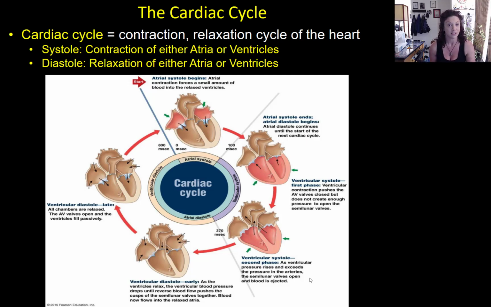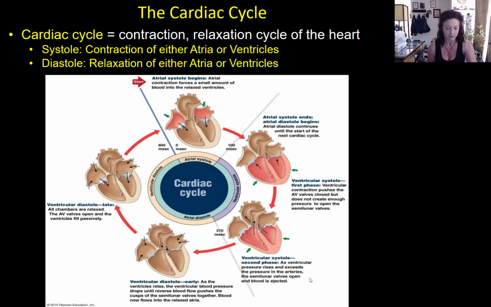The cardiac cycle itself is just a series of contraction and relaxation events inside the heart. Remember that systole and diastole are the two terms we use to refer to these two states in the heart. Systole is the act of contraction of the atria or the ventricles. Diastole is the act of relaxation of either the atria or the ventricles. And the chambers of the heart cycle through systole and diastole as the heart pumps blood to the lungs and also out to the body.